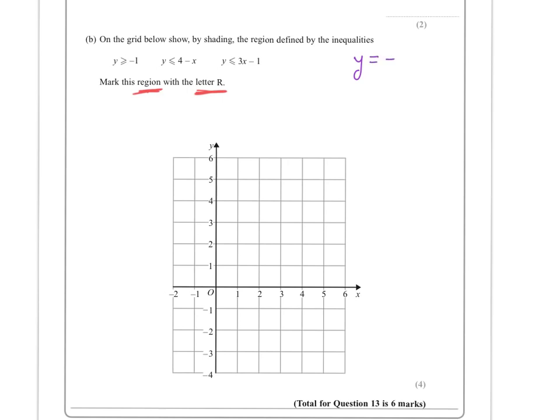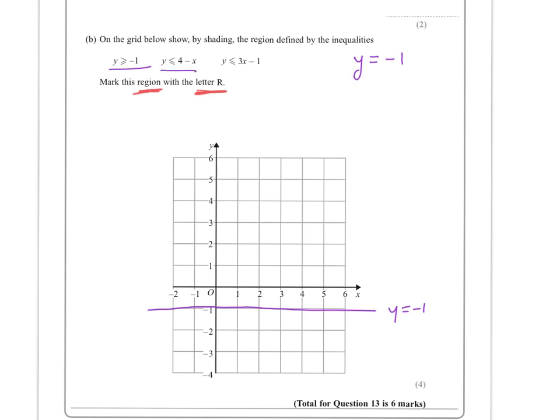So I'll have y equals -1, that's this one. And where is y equal to -1? Well, I don't have a ruler here, so I'm just going to do it freehand. So my first line would be here, going all the way across. And I'll label that y equals -1.